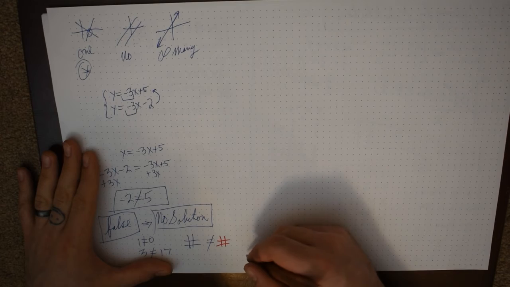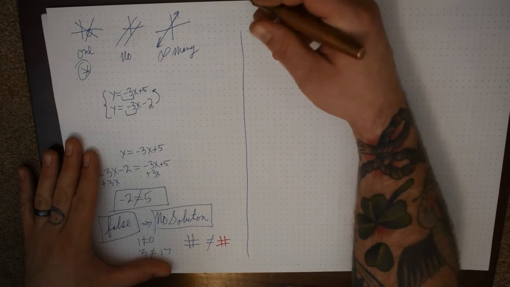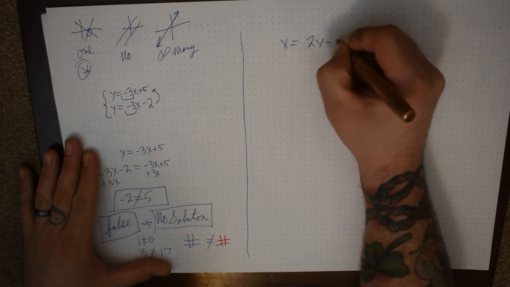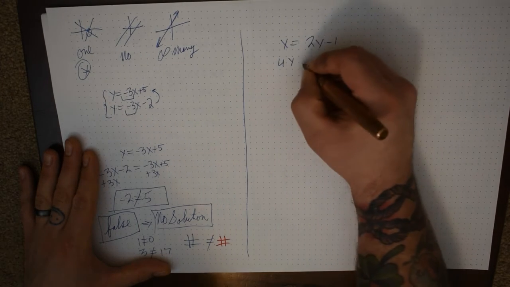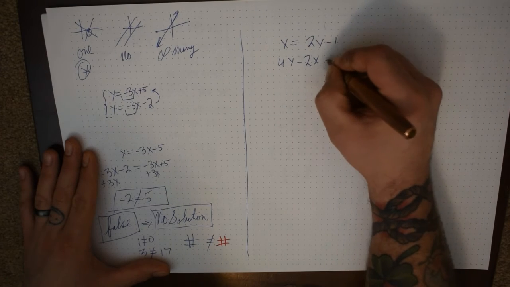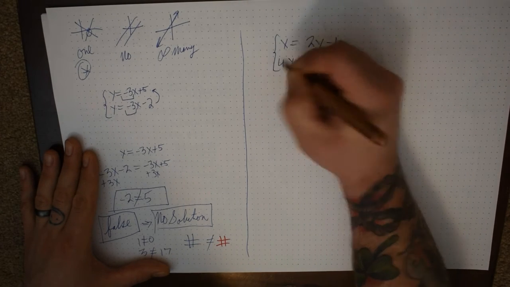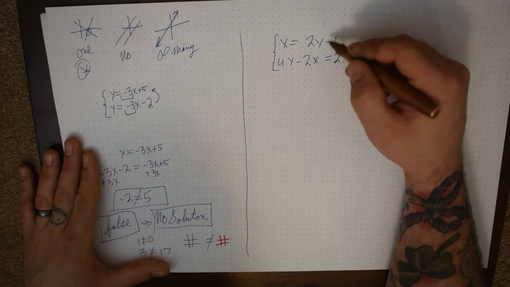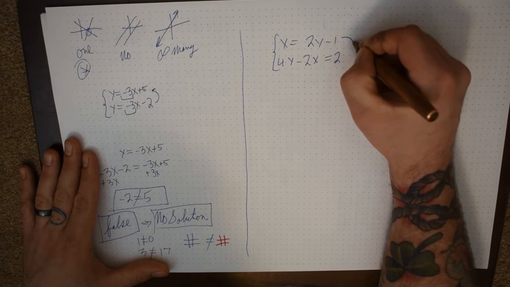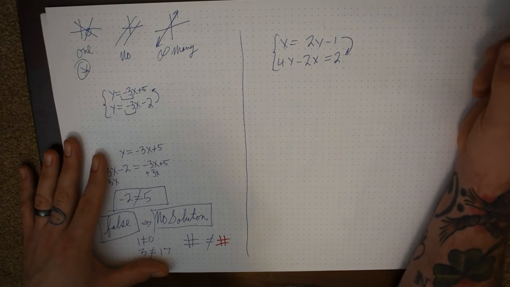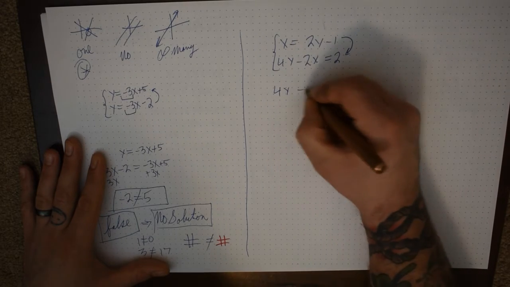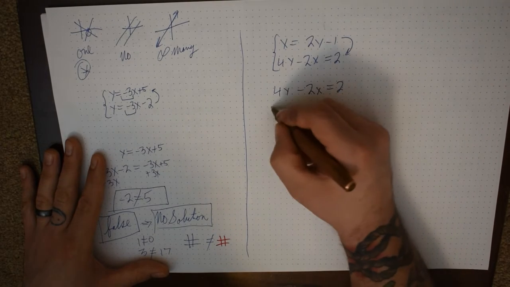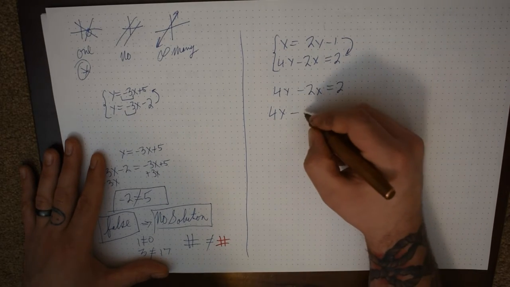On the other hand, let's say we had the system where x is equal to 2y minus 1 and 4y minus 2x is equal to 2. Well, this top equation is already set up. We know what x is equal to in terms of y's and constants, so let's take this top equation, plug it into the bottom equation. We had that 4y minus 2x is equal to 2, but we know what x is now. So let's perform this substitution.